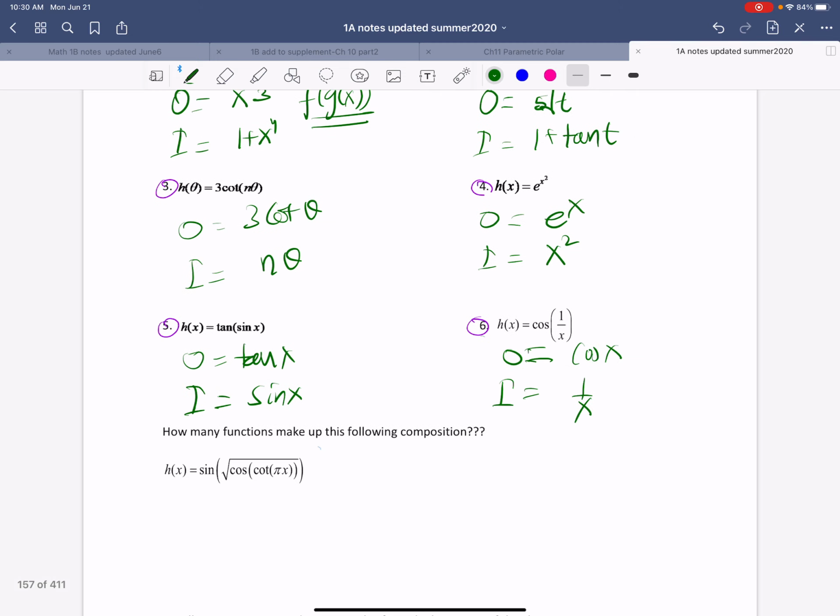Okay, next, how many functions make up the following composition? So look at it carefully, pause for a minute and see how many functions you see in here. I see 5 sine theta and then the radical square root of x and cos x and then cotangent x and then pi x. So 5 total functions are here.